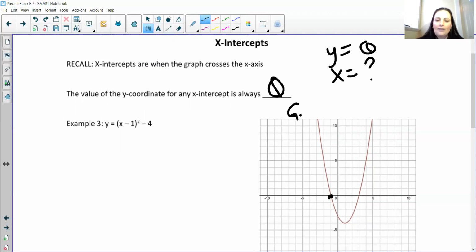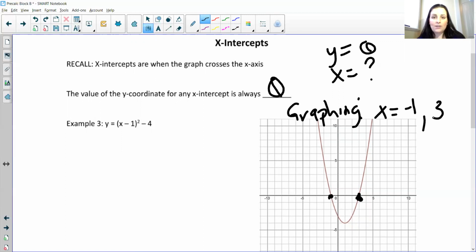So from graphing, we can tell that x equals -1. And we can tell there's actually 2 because it crosses the x-axis in 2 places. So it crosses here as well. So x can also equal +3. And those are the 2 x-intercepts. And that's lovely, because it's easy to read off the graph and we don't have to do any algebra to find it.